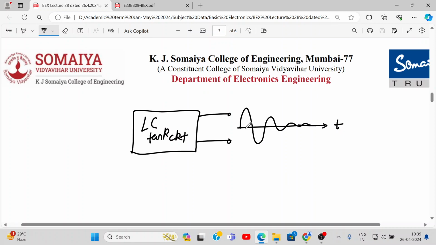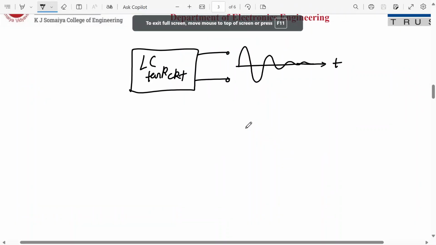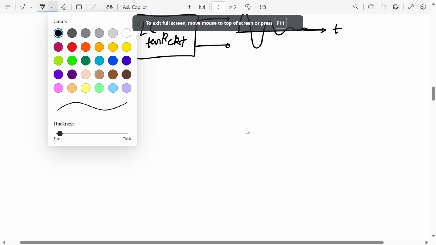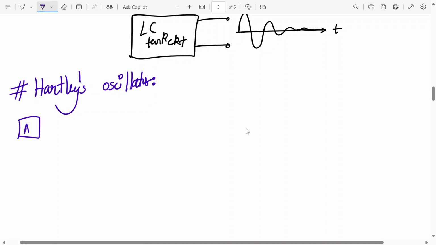Now let's go to the Hartley oscillator. Let's write down the topic of Hartley's oscillator. So what is the concept? We have an amplifier with a gain A1. We have a feedback network with a gain K. The feedback network is the LC tank circuit, and no external input is applied. Only the amplifier is powered with the VDD.